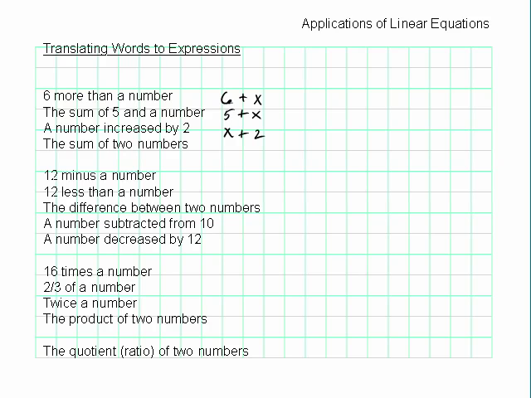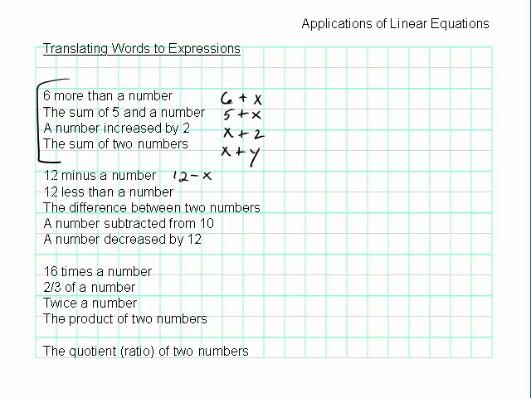The sum of two numbers. Since we don't know the two numbers, we'll call one x and the other one y. So x plus y is the sum of two numbers. So all of these phrases represent some sort of addition for us. Next one, 12 minus a number would be 12 minus x.